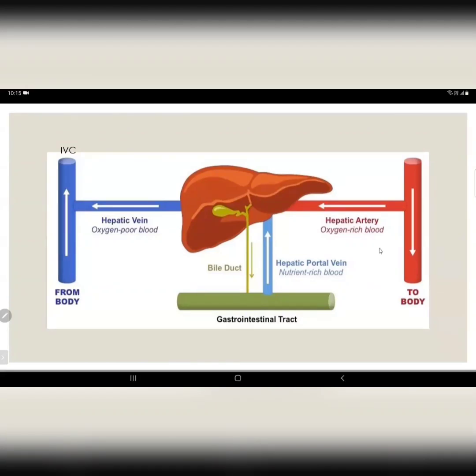Okay, so this picture shows you that the hepatic artery will be carrying oxygen-rich blood to the liver, and hepatic vein will take away the deoxygenated blood from the liver and take it to the systemic circulation through the inferior vena cava. Meanwhile, the liver also receives the nutrient-rich blood from the portal vein. The portal vein will carry the products of digestion from the gastrointestinal tract towards the liver. This will aid in the metabolic functions of the liver as well.